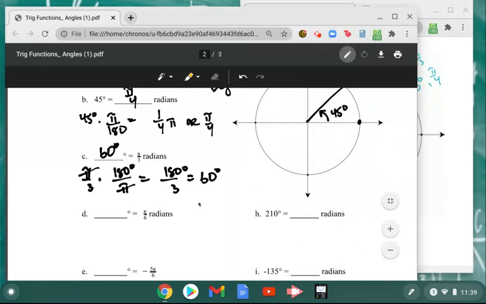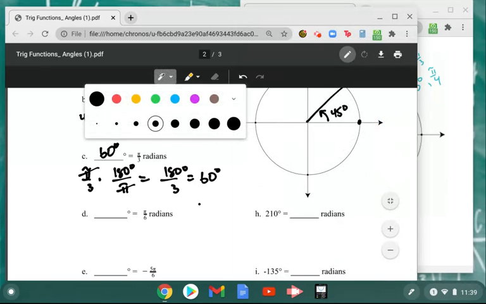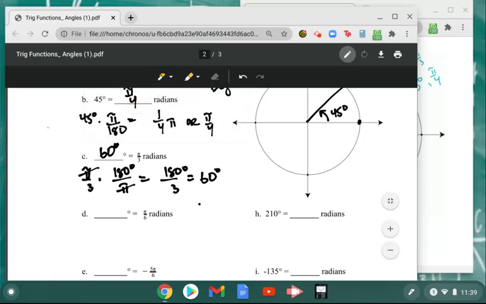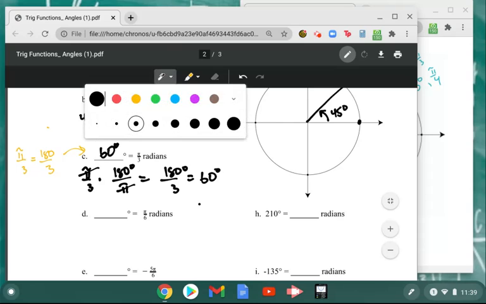I want to show you one other way to do this. Let me grab a different color pen here. I'll do it in yellow. The other way to do this is to take that pi thirds and just replace pi with 180. I've got that nice equivalent. So I get 180 divided by 3, which gets me right to that 60 degrees. Let's go ahead and try that trick with part D.